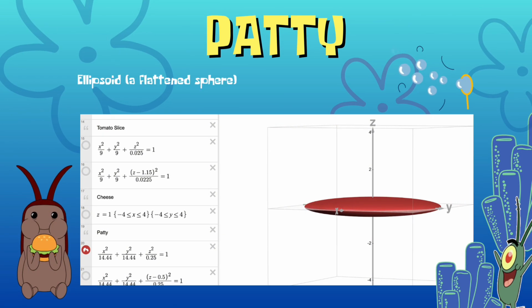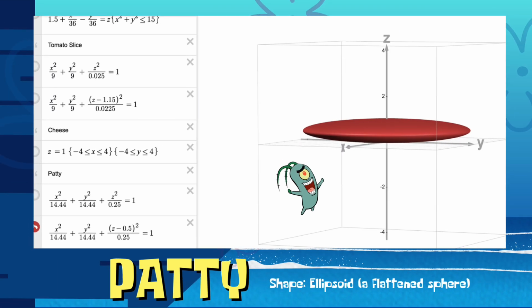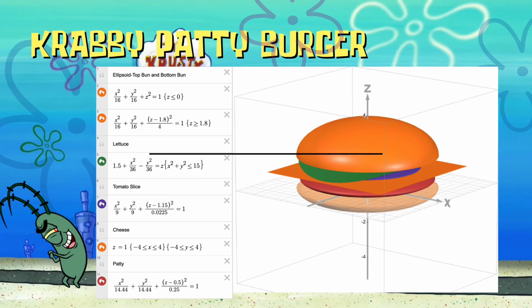Lastly, we have the heart and soul of a Krabby Patty, the patty itself. Again, we want to start off using the basic structure of an ellipsoid. We want our patty to be the perfect thickness, which we do by ranging z between small positive and negative values. We slice off the top and bottom to get a nice, even layer. And there you have it, our own Krabby Patty burger, with our ellipsoid making the top and bottom bun, our lettuce slice being represented by a hyperbolic paraboloid, our tomato slice being an ellipsoid, cheese being a plane, and our patty being an ellipsoid.